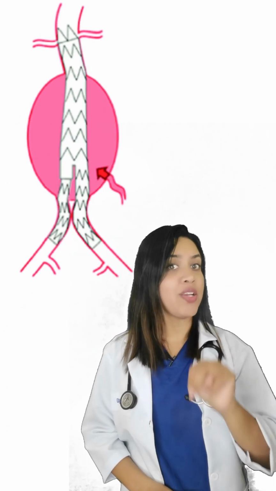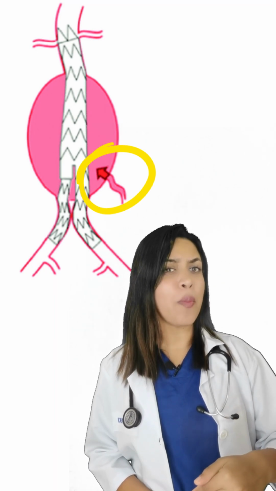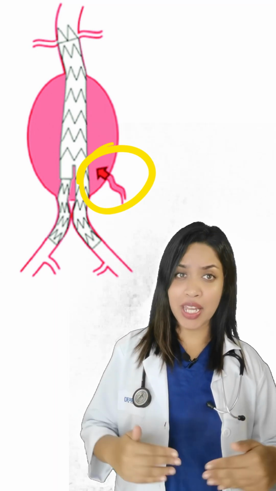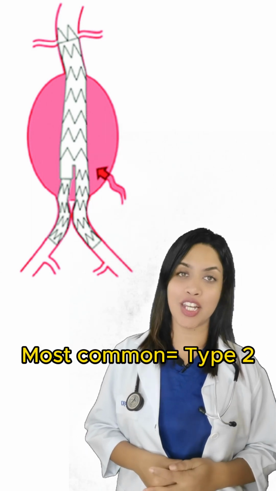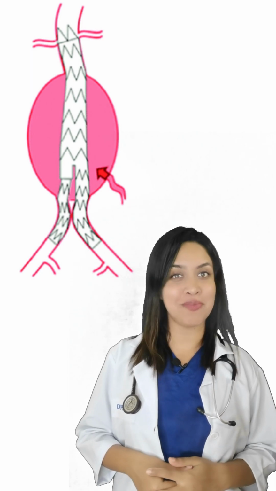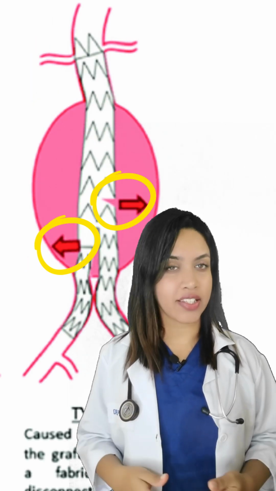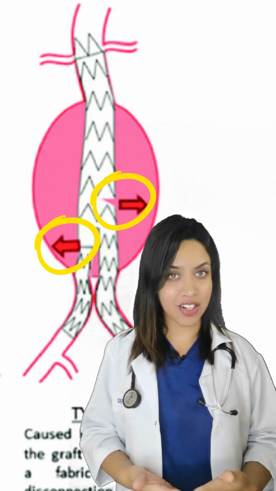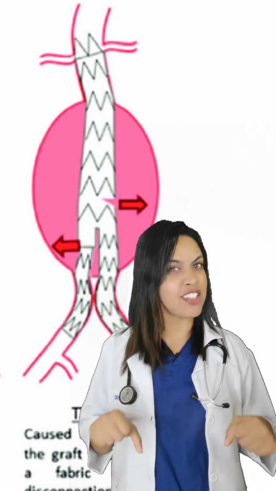And type 2 endoleak happens when blood flows into the aneurysm sac from nearby vessels, like a side stream feeding into a river. It's the most common type and often associated with the enlargement of the aneurysm sac. Type 3 endoleak occurs when there are defects or misalignment in the stent graft itself, like a leak in a garden hose where the sections connect.